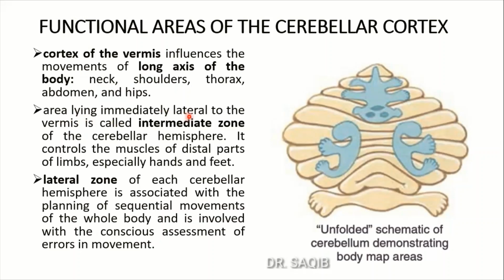The area lying immediately lateral to the vermis is called the intermediate zone. Here, this is the intermediate zone, the paravermis of the cerebellar hemisphere. It controls the muscles of the distal parts of the limbs, especially hands and feet. Here you see hands and feet. The lateral zone here, this is the lateral zone of the cerebellar cortex, and this is associated with the planning of sequential movements of the whole body and is involved with the conscious assessment of errors in movement.